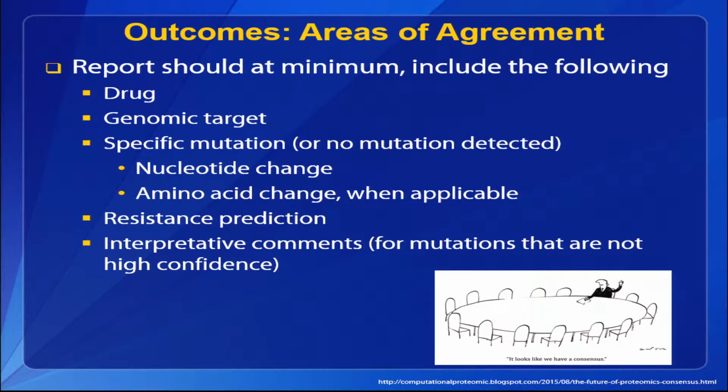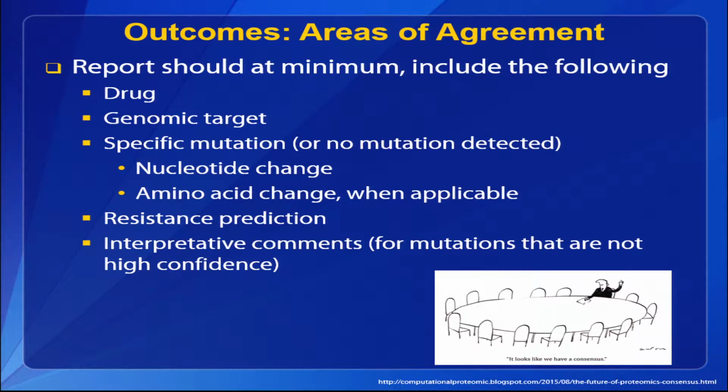So the report at minimum should include the following, and I don't think this is shocking or surprising to anyone in the room, but the thing here is that if we don't have the conversation, we can never land on a document, right? We can never land on this guidance that we need. So here's just a listing: the drug, the genomic target, the specific mutation, or if no mutation is detected, to use that terminology, no mutation detected, to include the nucleotide change and the amino acid change when that's applicable, to include a category for resistance prediction, and to have interpretive comments.